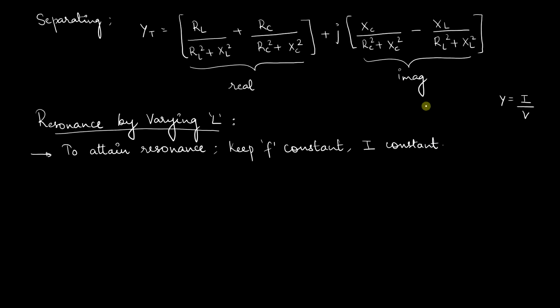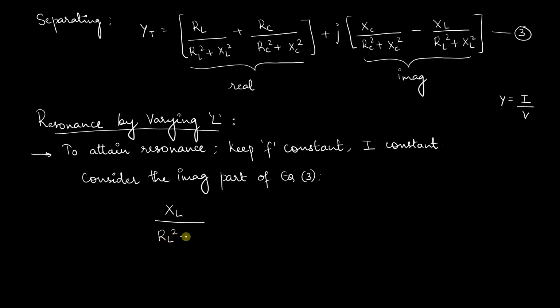Now, to see how we can vary the value of the inductor, basically what we want to compute in this derivation is the value of the inductor so that we can achieve the resonance. Okay, so we are going to consider the imaginary part of this equation YT. Let me name this as equation number 3. Consider the imaginary part of equation 3, and I have XL divided by RL square plus XL square equal to XC divided by RC square plus XC square. Why is it equal? Because we have seen in the last class that at resonance, this entire imaginary part of the equation will be equated to 0.